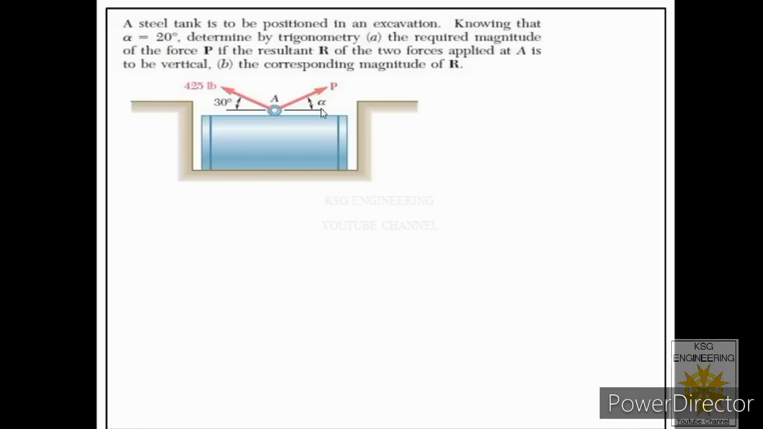And what else is mentioned? He says: determine the required magnitude of P if resultant R of these two forces applied at A is to be vertical. It means the resultant of these two forces is acting at A and it is acting in vertical direction. And we have to find the value of P in the first part. So let us find that value.